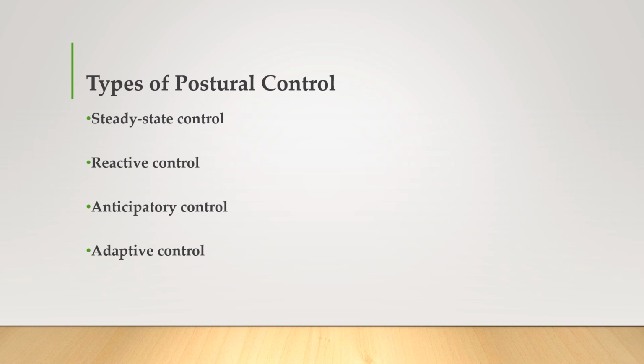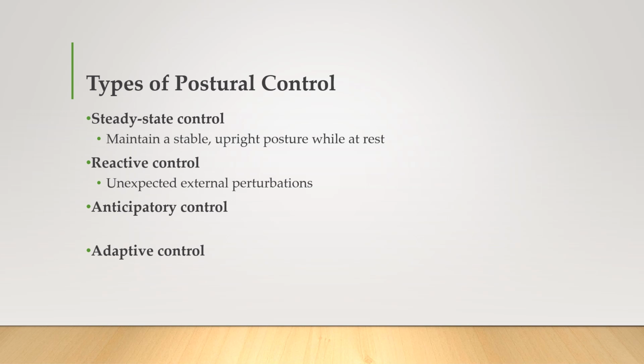Okay, so let's look at some of these different types of postural control. The first one here is what we call a steady state control, and this really just helps to maintain a stable upright posture while at rest. We have our reactive control, which is really stimulated when we have unexpected external perturbations. So something like standing on a bus and it accelerates really quickly. That's what we really rely on our reactive control in order to maintain our balance. That's an unexpected perturbation.